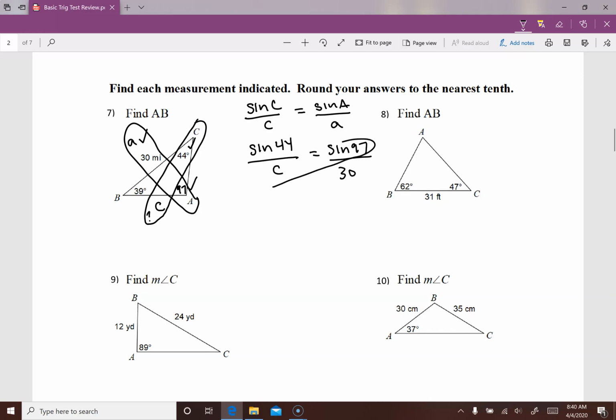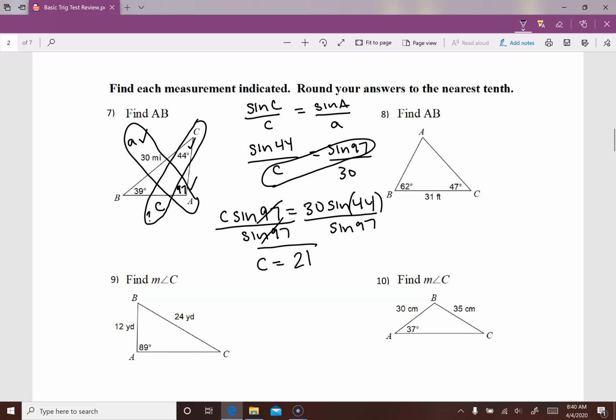Let's go ahead and cross multiply. This gives me C sine 97 equals 30 sine of 44. Keep in mind I'm solving for C, so I need to divide by sine of 97 on both sides. And then these cancel out, and I'm left with C equals whatever this division is. Remember to close your parentheses on the sine of 44, and that gives me 21. This does say round your answer to the nearest tenth, so technically I should have 21.0. And we do have miles as well.